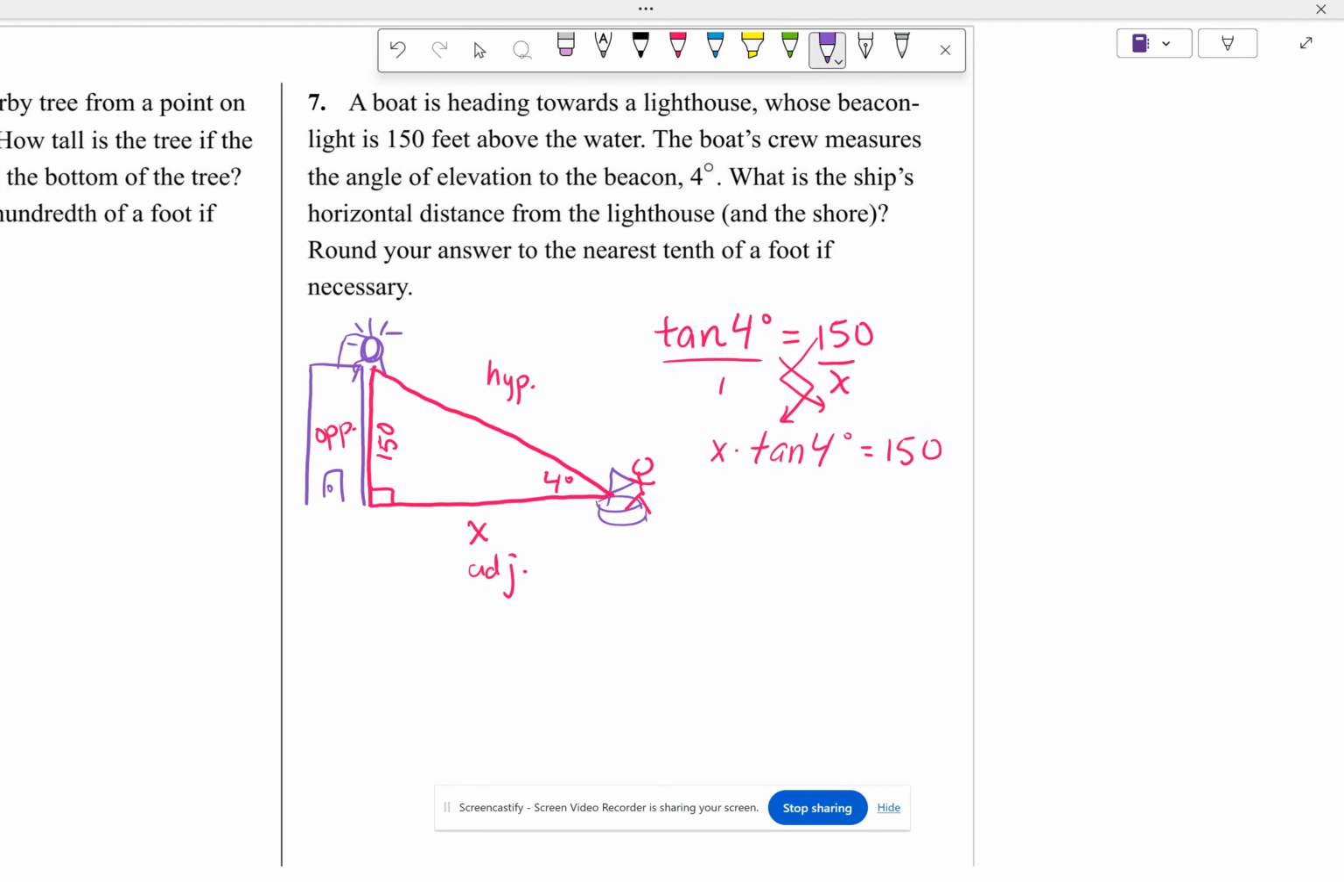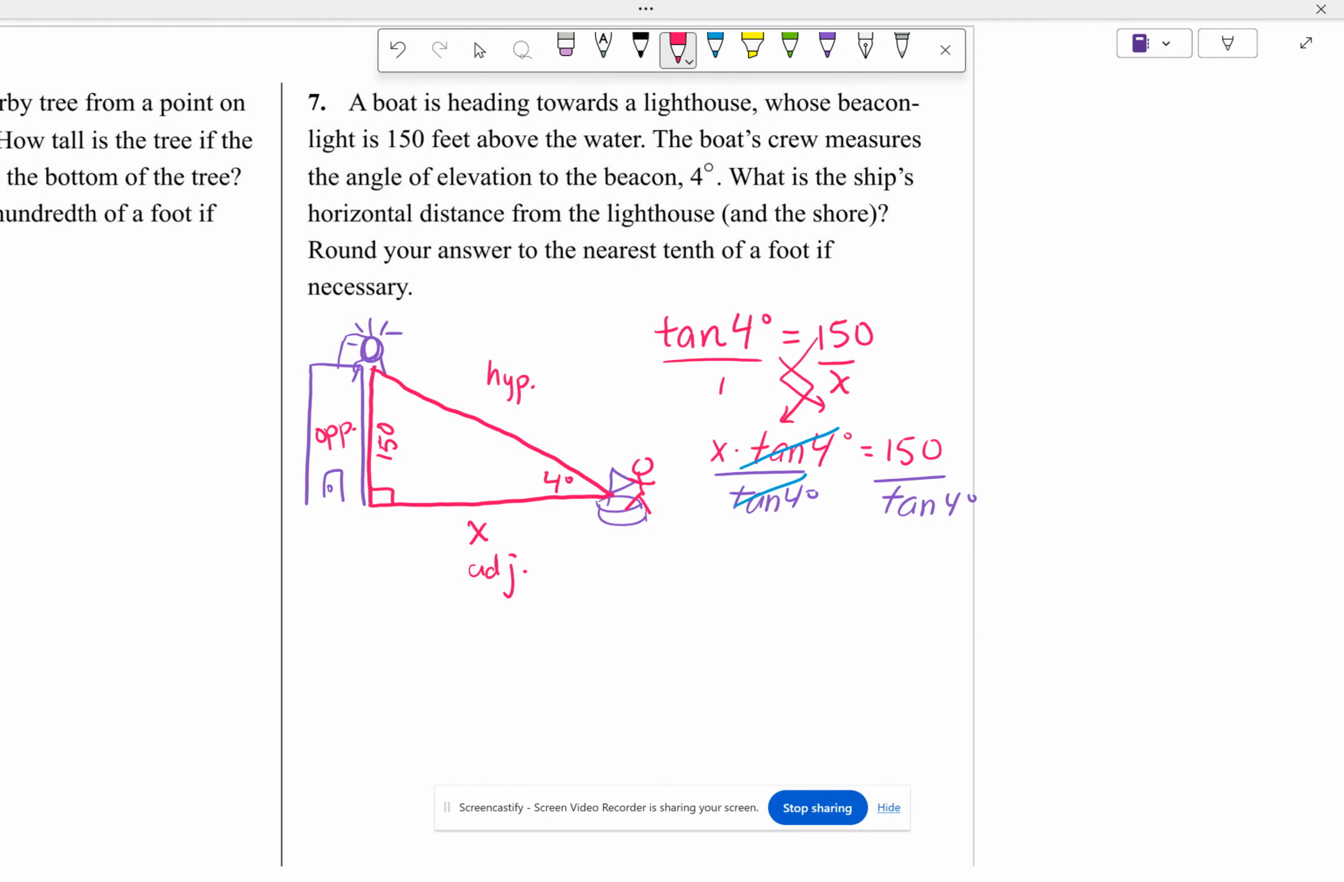Same story here. I need to get x by itself, so to do that, I'm going to divide by the tangent of 4 on one side and then the other. Now, there's more than one right way to work these out, okay? You could have technically found this angle over by the lighthouse and then worked your way down. That's okay. Most people would just start at the angle that's given.